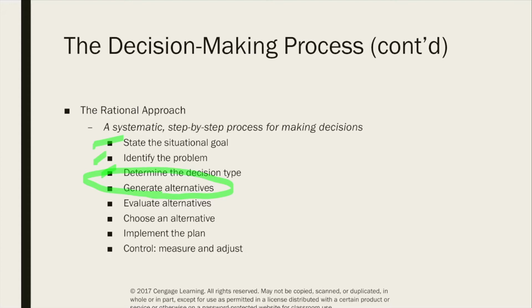Oftentimes we will choose an alternative and let it be that. And the government is horrendous in doing that. A lot of man hours and money has been wasted because we have spent a lot of time, and I was in the government, coming up with all of these alternatives, and then we choose an alternative but we don't implement it. And with it not being implemented, it's just a good idea that never got off the ground. So implement the plan after you choose the alternative that's going to work for you.